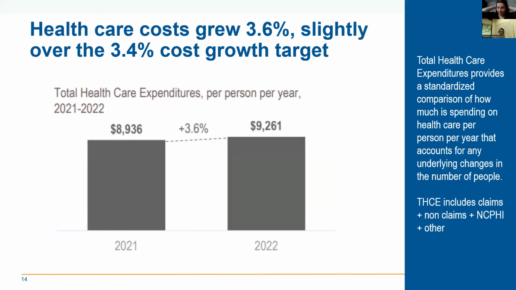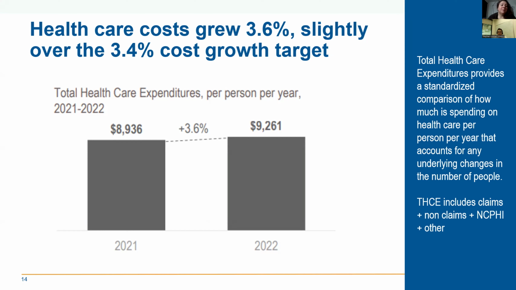Next slide. Okay, so switching gears from total dollars to cost growth as a percent. We measure both total dollars and costs on a per person per year basis because that lets us standardize the comparison. If we have more people in Oregon, we would expect that we're spending more money in total dollars. So we want to standardize it per person per year.